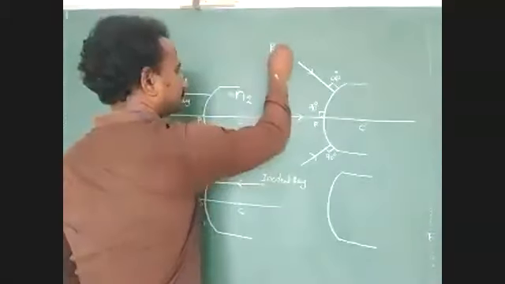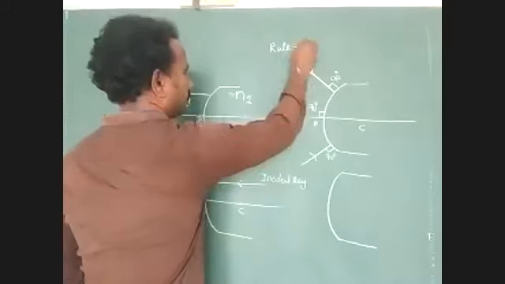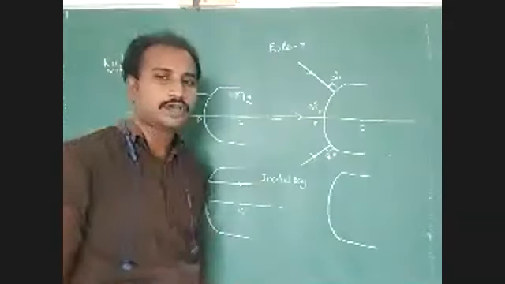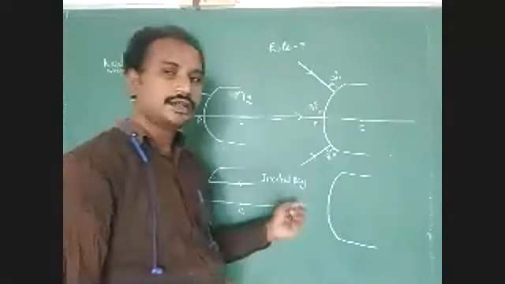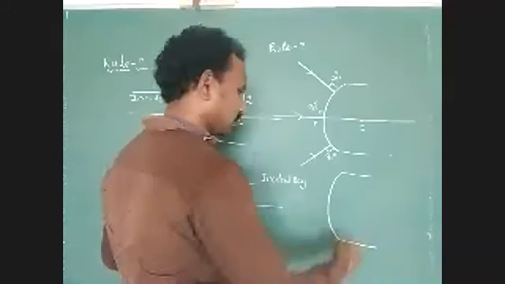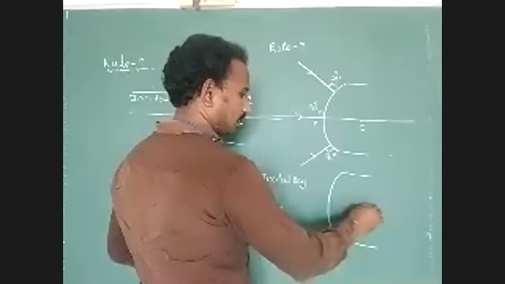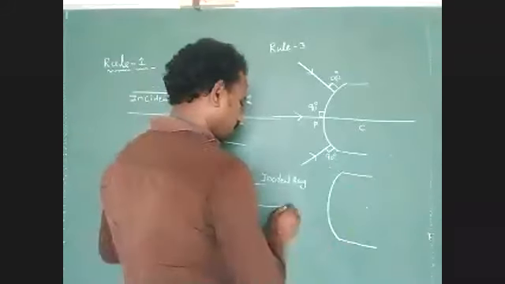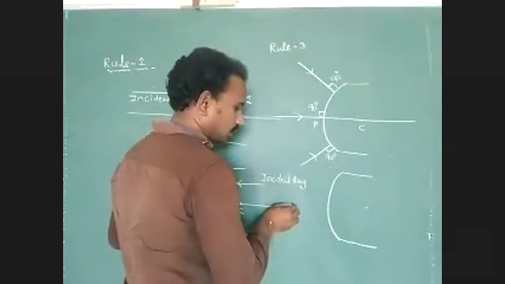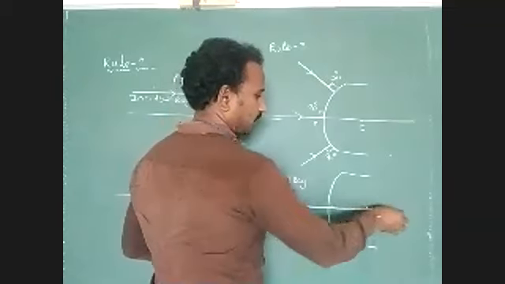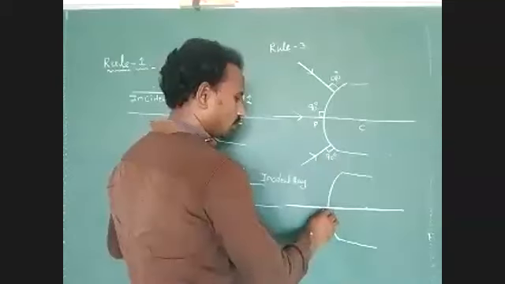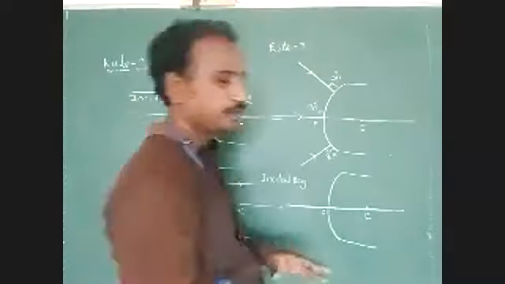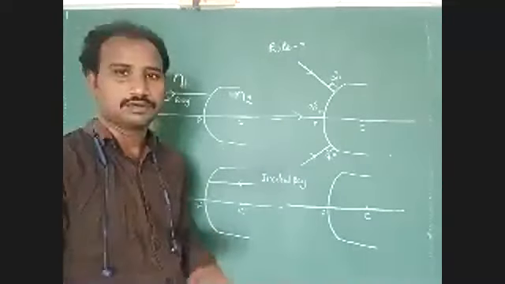Rule 3. And next, rule 4 we have to identify. Here, the center of curvature we consider inside the convex curved surface. Now we have to imagine the reference line. The reference line is passing through the pole and center of curvature.